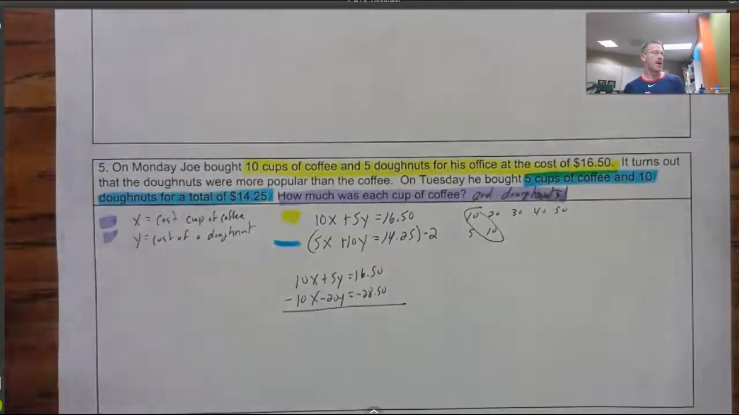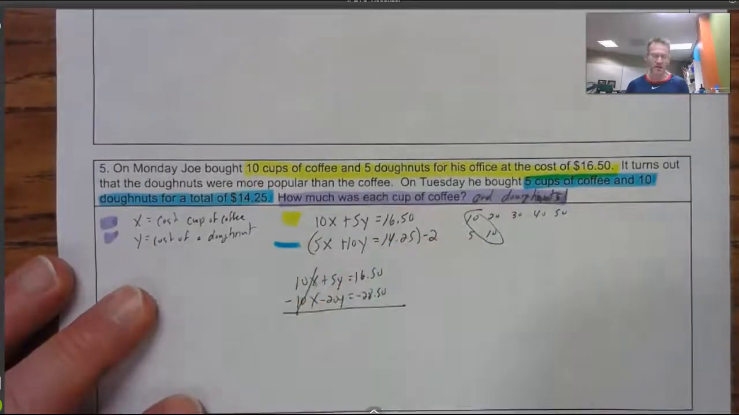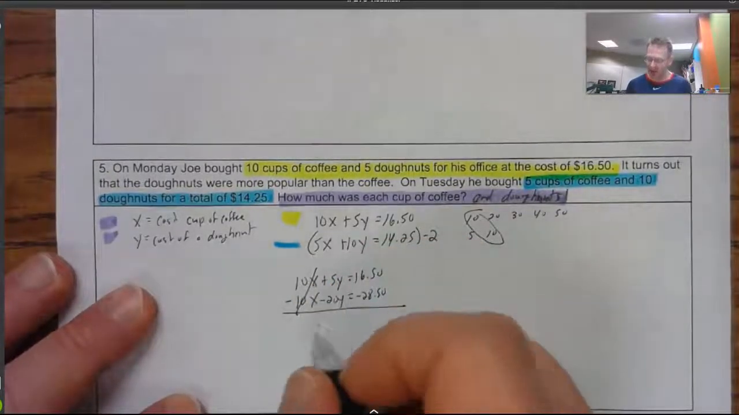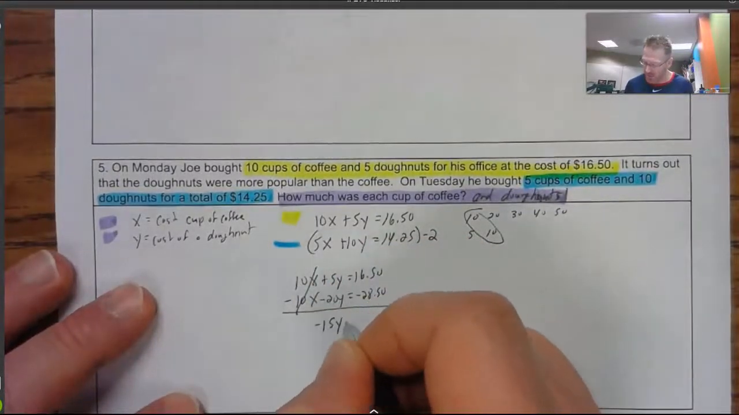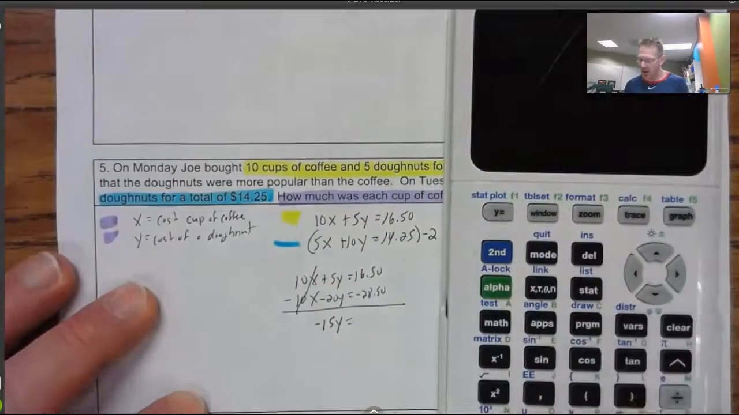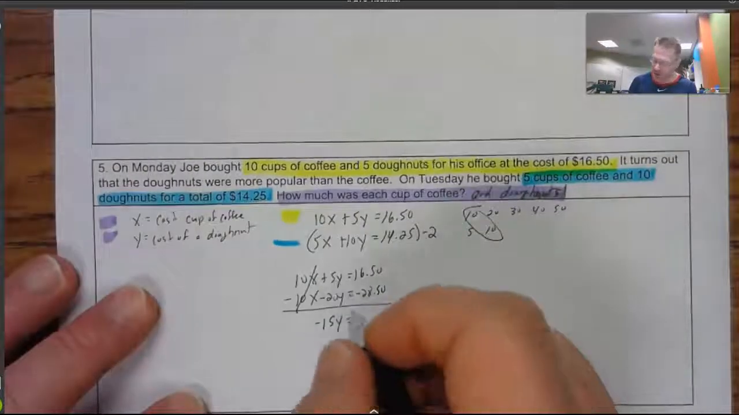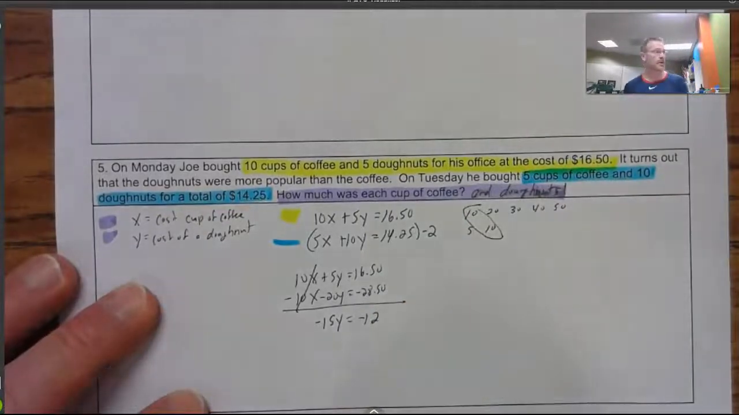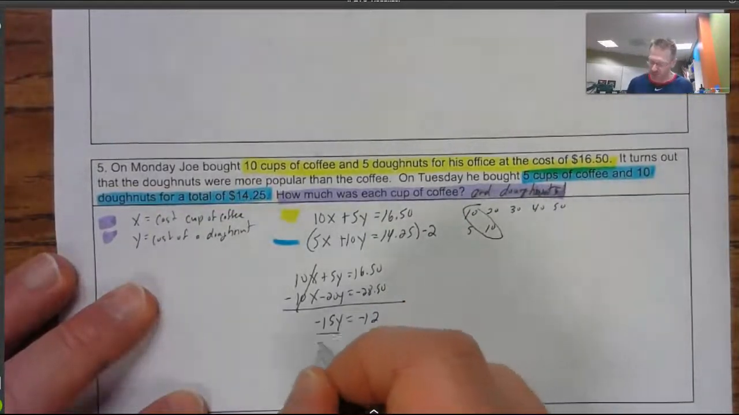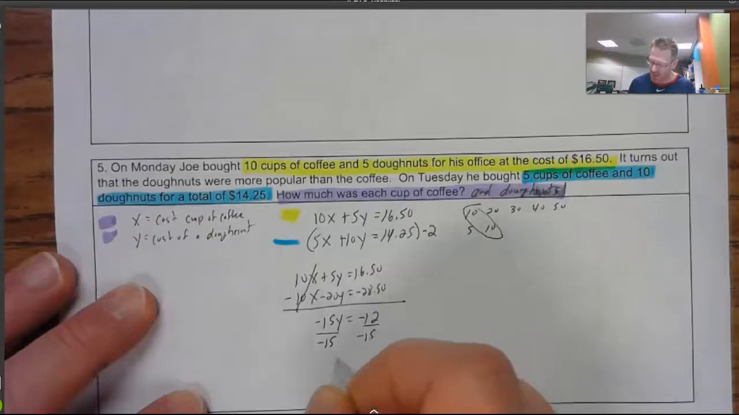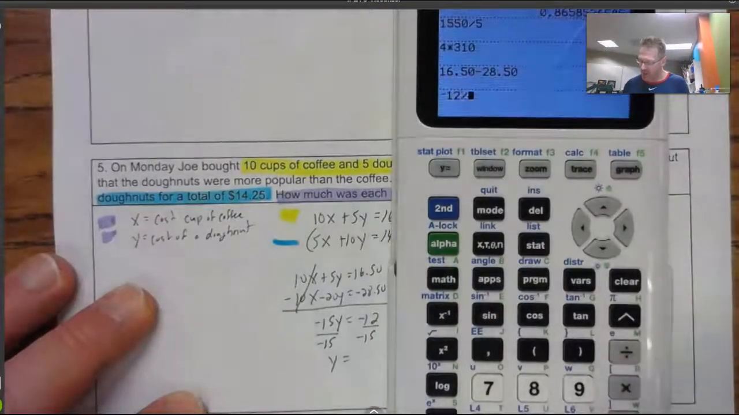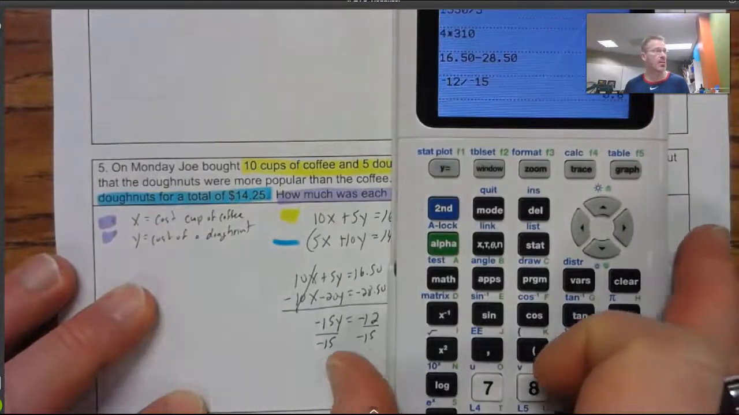Now I can eliminate. 10x minus 10x is 0. 5y minus 20y is negative 15y. And then just to be sure, I'm going to use my calculator on this fact. 1650 minus 2850 is 12, or negative 12, and that's important. Now to solve for y, I need to divide both sides by negative 15. So y equals negative 12 divided by negative 15, which is 0.8.